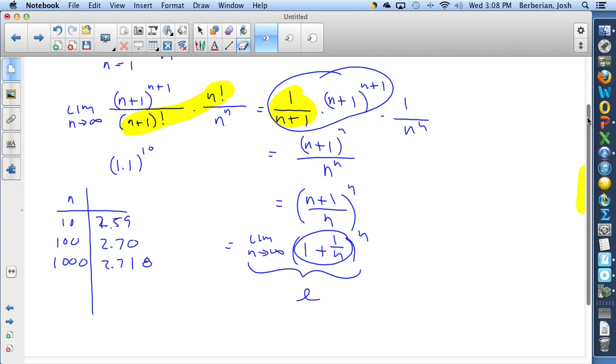Now we have n plus 1 to the n plus 1 over n plus 1. I can subtract the exponents because n plus 1 is really just n plus 1 to the first. So subtracting the exponents, these all reduce to n plus 1 to the n. And I still have this n to the n in the denominator that I haven't done anything with.